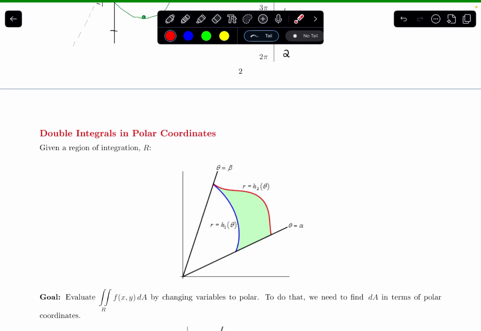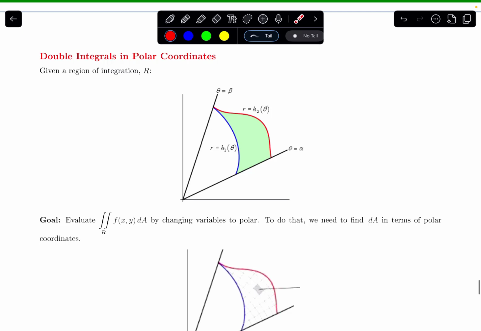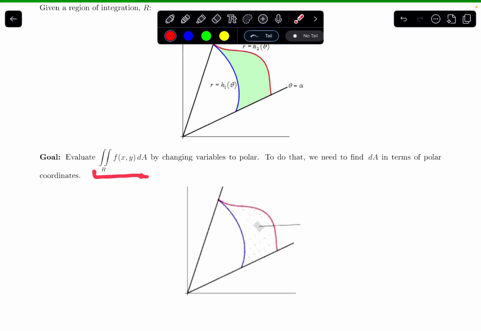Okay, so let's talk about how we do this. My goal is to evaluate a double integral of some function over a region that looks like this. And I want to do this by using polar coordinates. To do that, we will need to find dA in terms of polar coordinates.